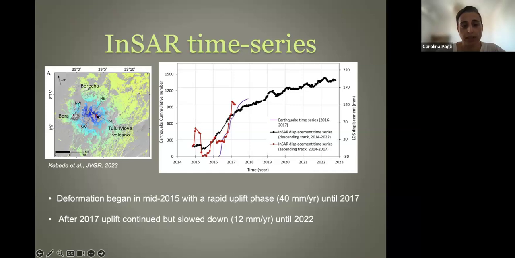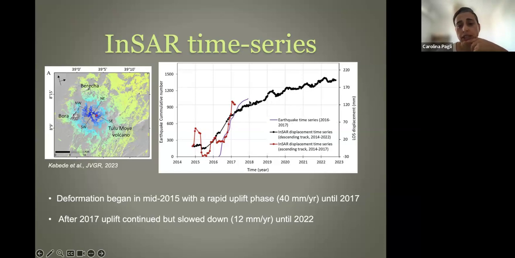So this is a point, the red point, near the maximum uplift, but not quite. One time series in one track is fairly continuous. Instead, the other, as I said, is interrupted in 2017 and is clearly more noisy. But nevertheless, you see that from mid-2015 is when the uplift started. It was very rapid at the beginning, then it decayed, but continues.